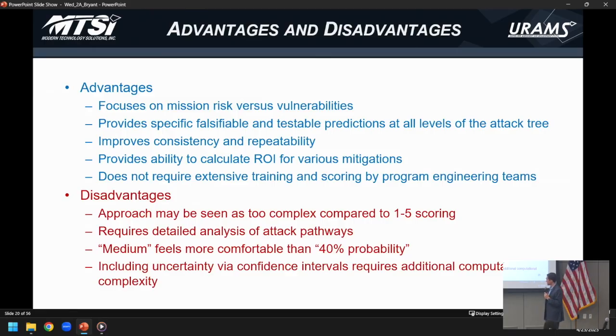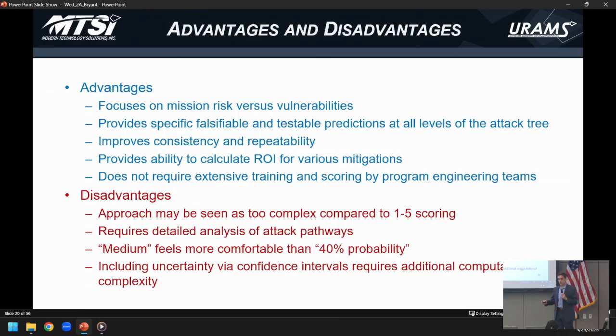Some disadvantages: obviously this could be seen as more complex than the traditional 1 to 5 risk matrix scoring. I didn't go into that. If anybody wants to defend risk matrices, I'm happy to have that conversation. There are a lot of reasons why those are not always helpful in driving to better decisions.